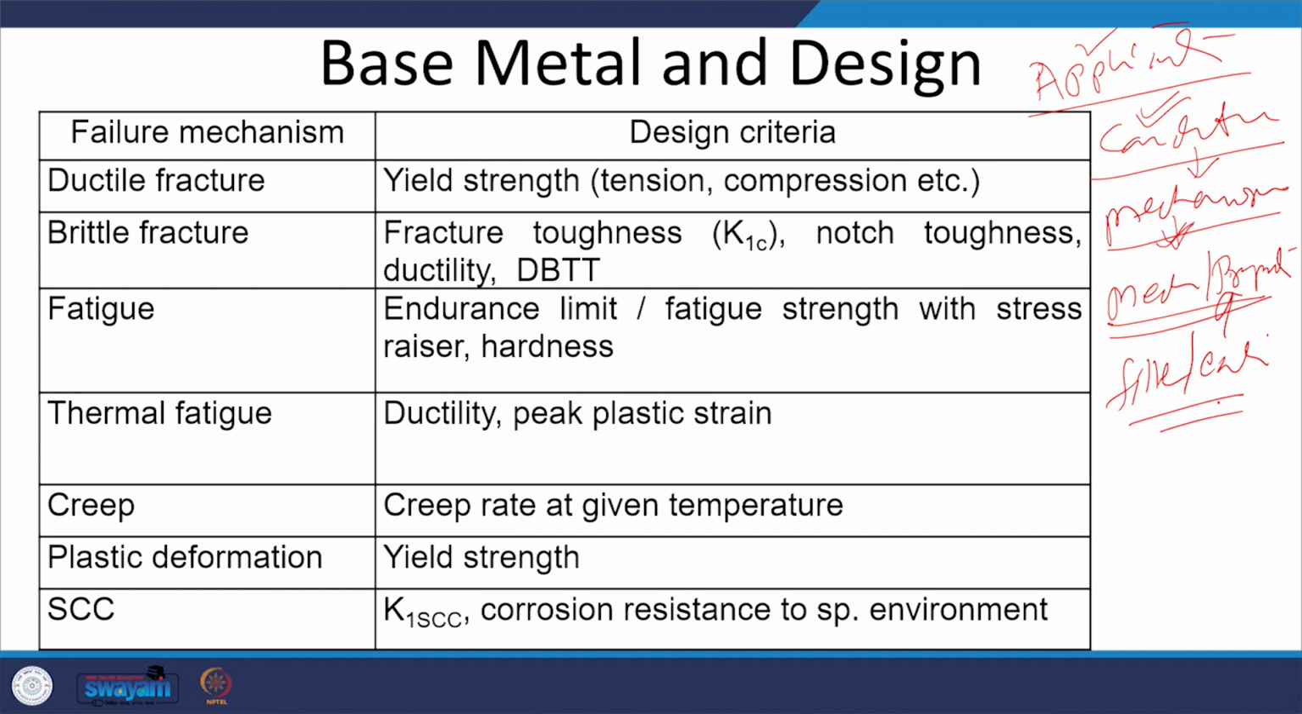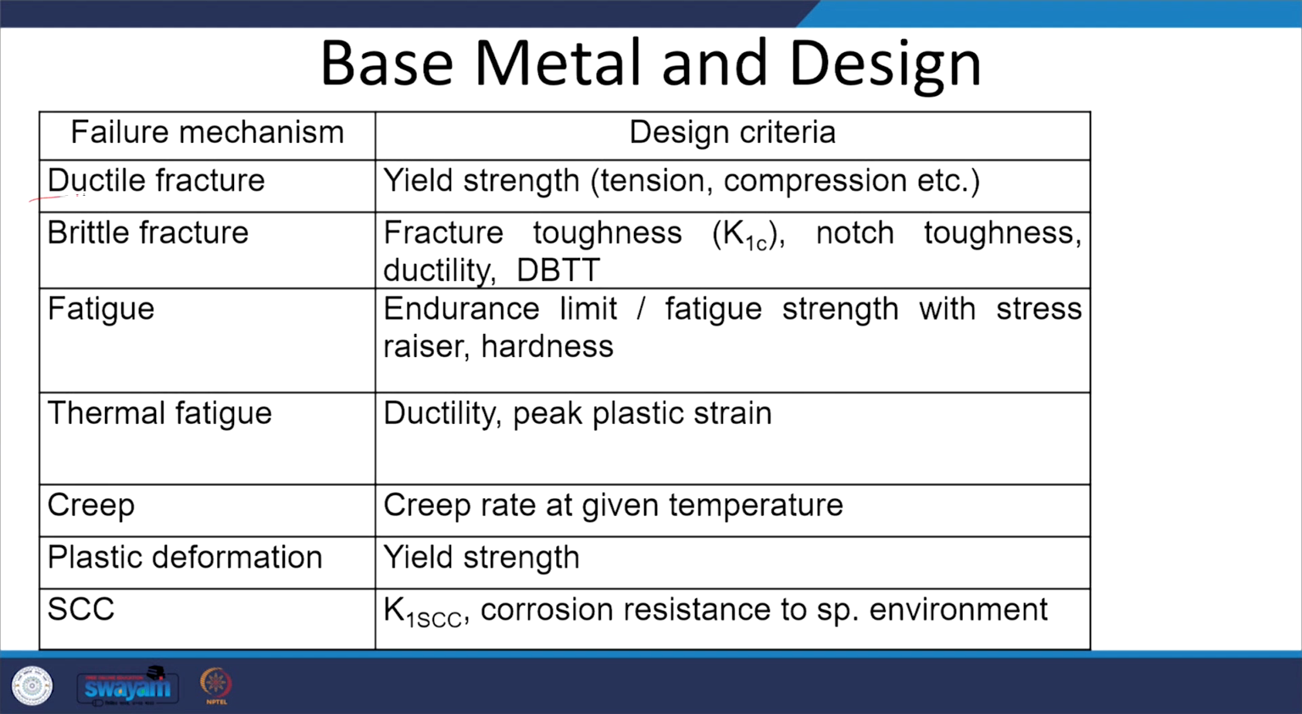So, for a given application, if we know that the failure mechanism is ductile, fracture will occur in the ductile manner, then our design criteria should be the yield strength, as per the type of load, tension or compression. If the failure mechanism is expected to be a brittle fracture, then we should see the fracture toughness, like say critical stress intensity factor, notch toughness, ductility and ductile to brittle transition temperature, depending upon the conditions in which it is to be used. Say brittle fracture is taking place under the very low temperature conditions, then it will be the DBTT also.